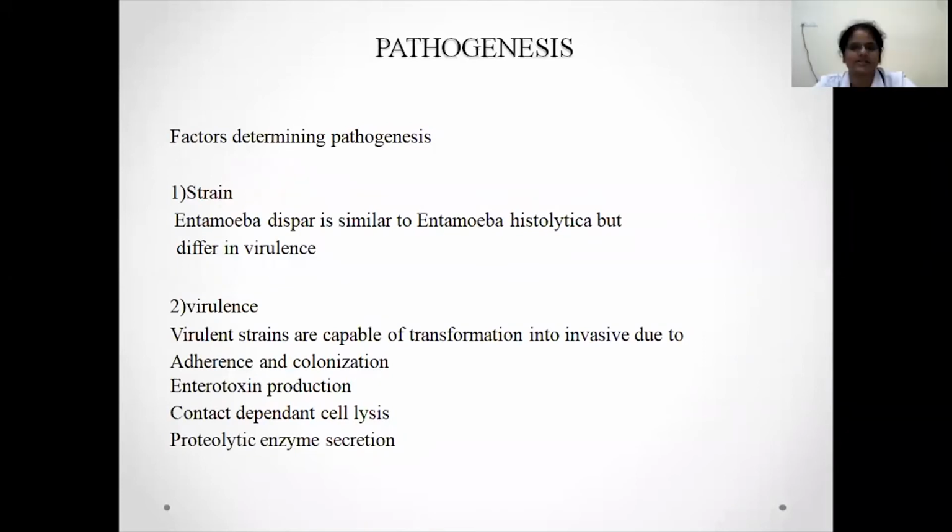Next, coming to the pathogenesis. What are the factors which determine the pathogenesis? The first being the strain. Entamoeba histolytica and Entamoeba dispar are morphologically identical. Their cysts are morphologically identical. But what is the difference? Entamoeba histolytica is more virulent compared to dispar. Dispar usually causes self-limiting diseases. Next, what determines the strain virulence of the species? Virulent strains are capable of transformation into invasive forms due to adherence and colonization, enterotoxin production, contact-dependent cell lysis, and proteolytic enzyme secretion.